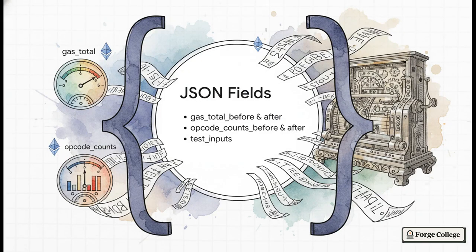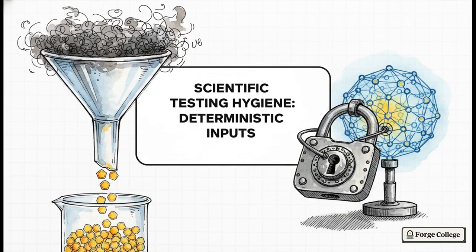So, all this data goes directly into your JSON log. Your measurements.json file must populate these precise fields: gas total before and after, opcode counts before and the specific test inputs you used. This forms the raw, indisputable data that feeds our validation scripts and ultimately builds the foundation of your Capstone report. But hold on, we must practice proper scientific testing hygiene.